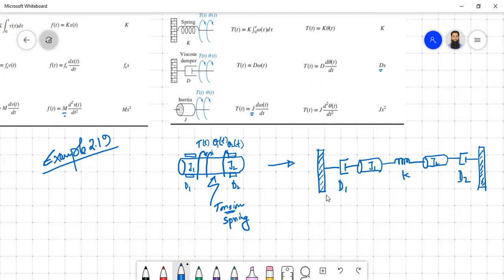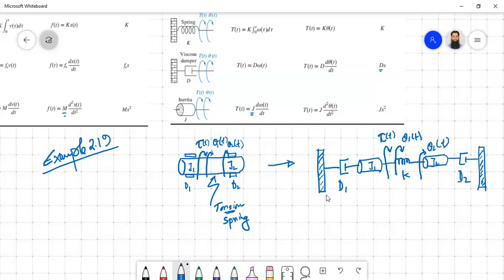Torque has been applied here, so torque T(t) in the time domain. But I actually prefer the tau symbol over the T symbol for the torque, so let me write it that way. But if you want, you can follow the book's T notation. Then you have theta 1(t), and on the other side of the spring, you will have theta 2(t).